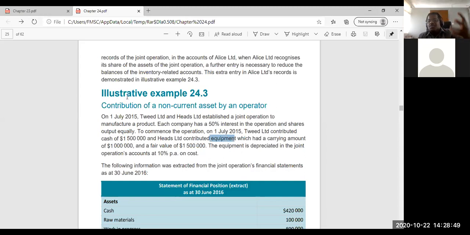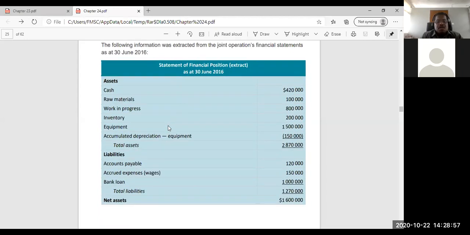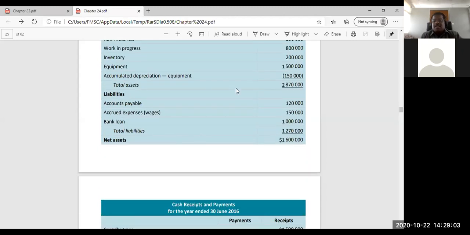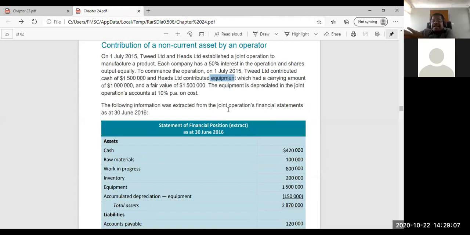Just like a partnership, you can bring other assets also in addition to cash. Okay, then you can prepare the balance sheet. Here, the balance sheet: cash, raw material, work in progress, the inventory. So this is the balance sheet of the operation at a particular point.